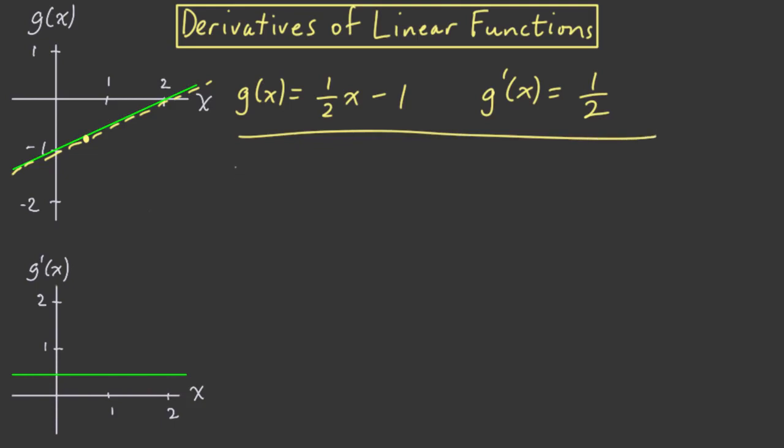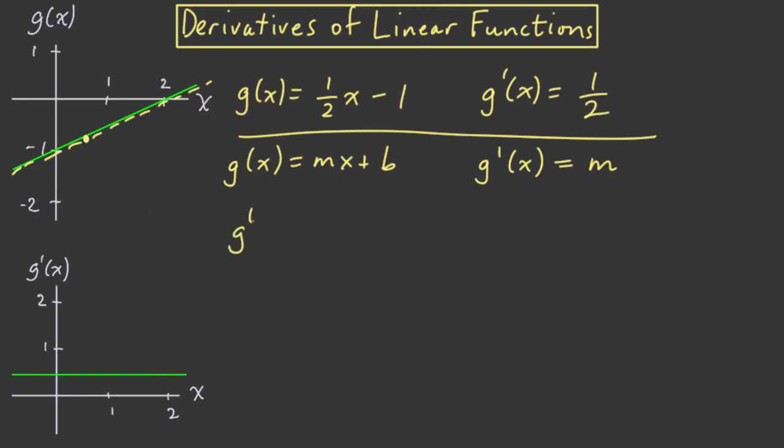In general, if g of x is some random linear function mx plus b, the same thing is going to hold, except instead of 1/2, we're going to have that the derivative of g is always equal to m, the slope of g. We can do this algebraically.